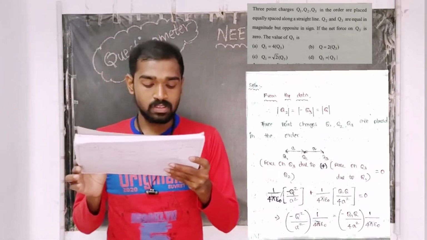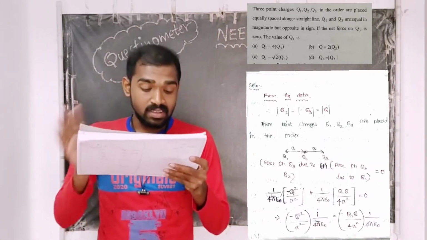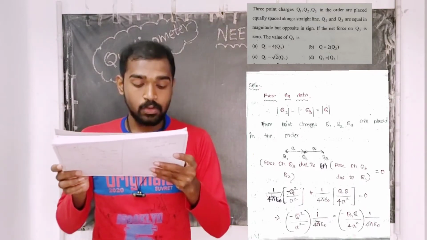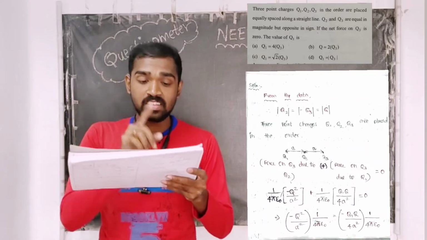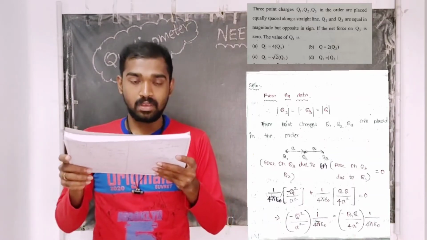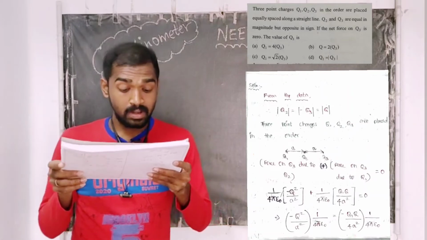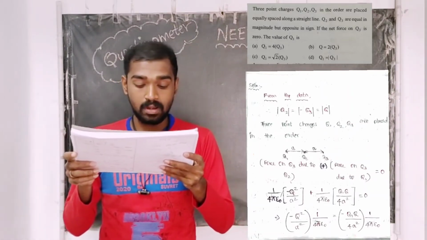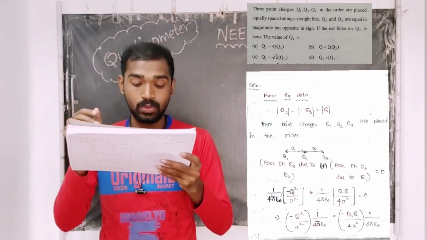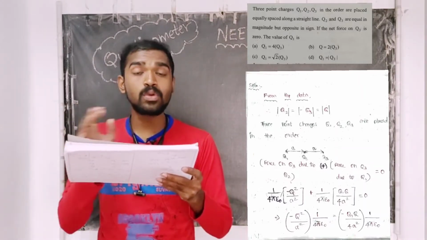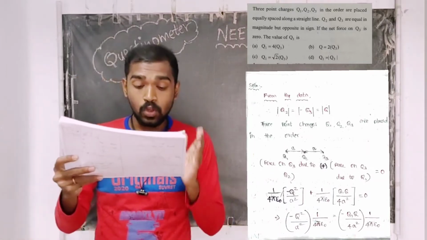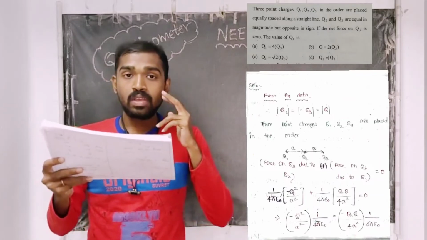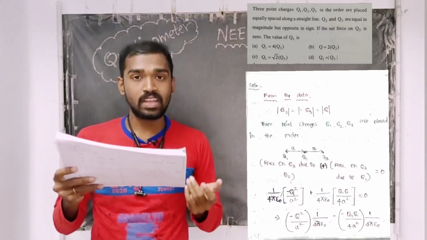So next, the important concept is we have to note the distance. First part, Q3 due to Q2, 1 by 4 pi epsilon minus Q square by A square, because the distance between Q2 and Q3 is A. So I have put it A square. But the force on Q3 due to Q1, the second part, 1 by 4 pi epsilon naught into Q1 into Q by 4A square, because the distance between Q1 and Q3 is A plus A. So we got 2A. So if we square 2A, we get 4A square.